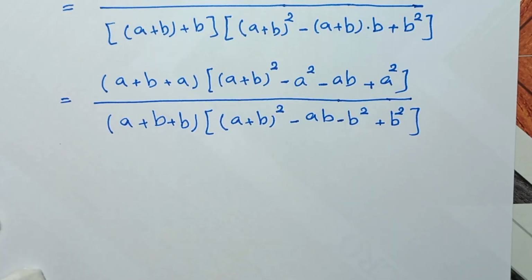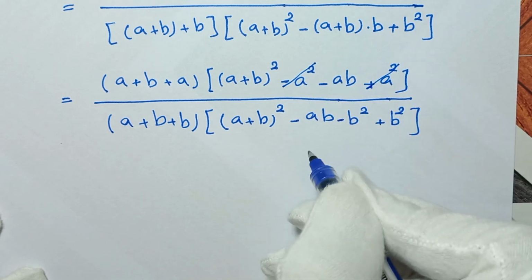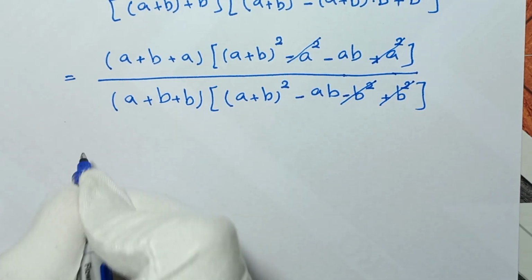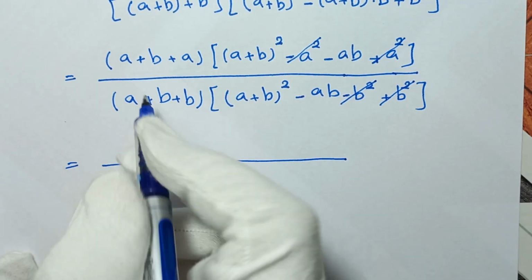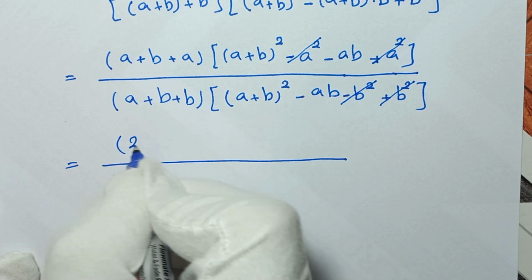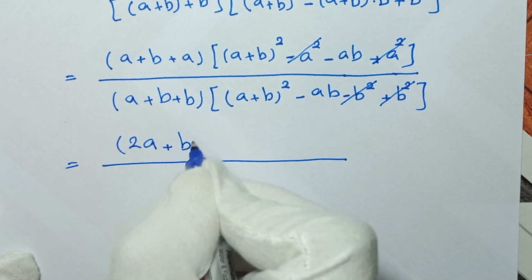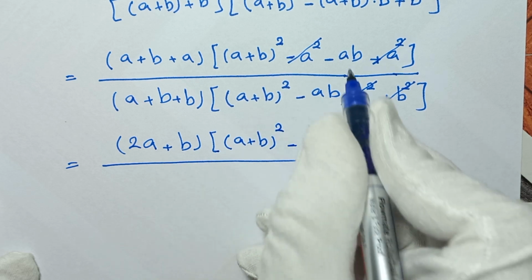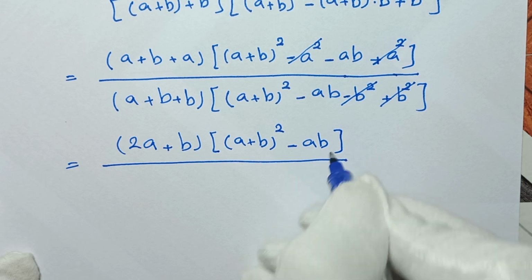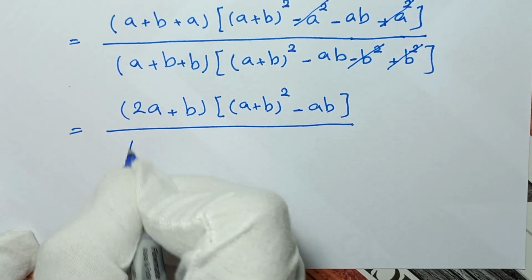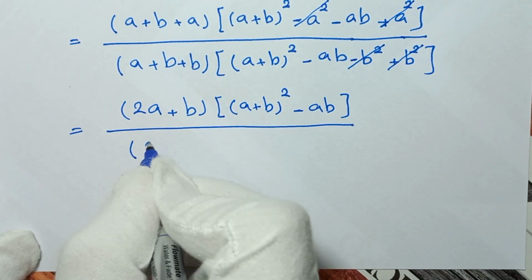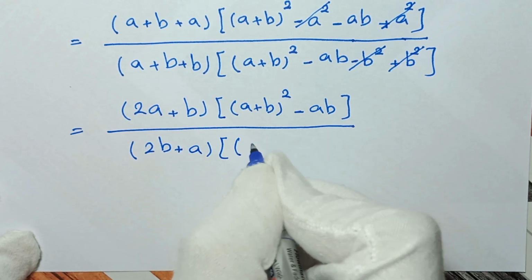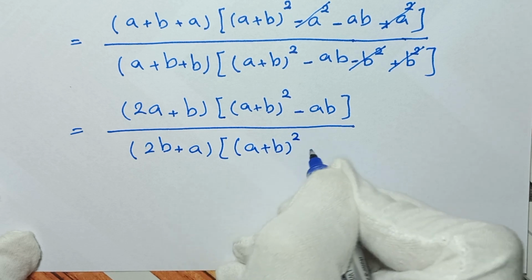So, in here, negative a squared will cancel positive a squared, and in here, negative b squared will cancel b squared, and we have a plus a, it will be 2a, and plus b times a plus b to the power of 2 minus ab. And for the denominator, we have b plus b is 2b, and plus a, and times a plus b to the power of 2 minus ab.